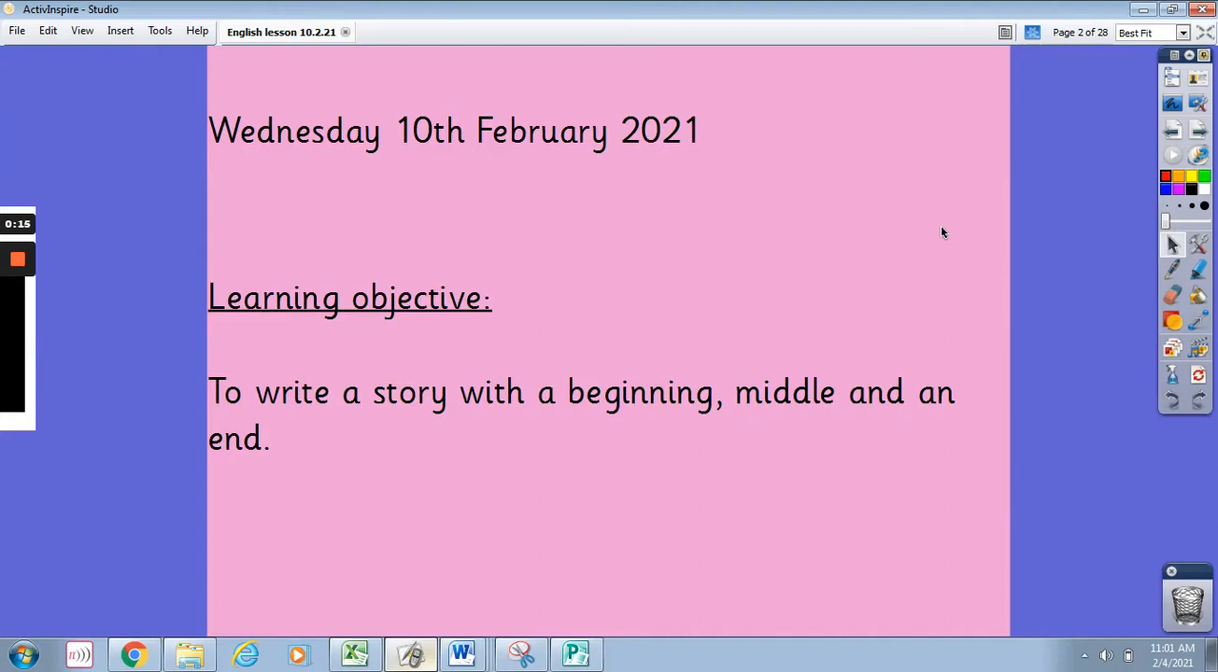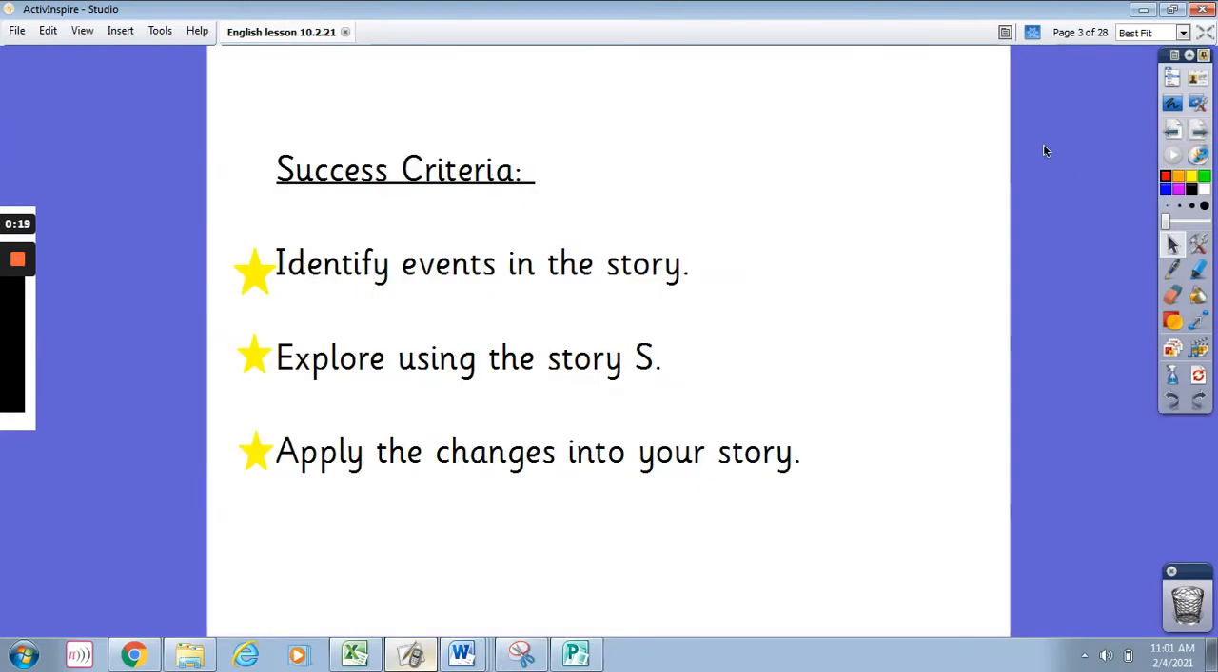So the learning objective for today is to write a story with a beginning, a middle and an end. And our success criteria is to identify events in the story, explore using the story S and apply the changes into your story.